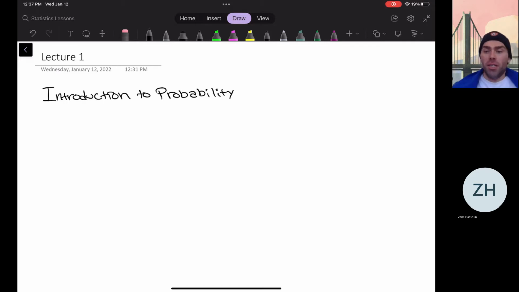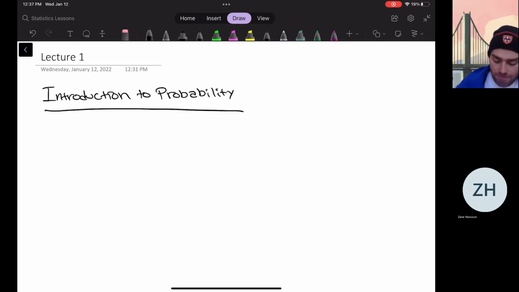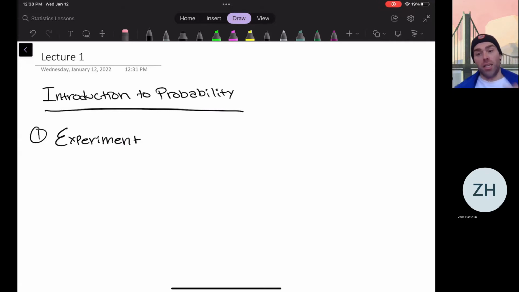There's an experiment and there's a sample space. So we'll talk about an experiment to start. An experiment is the process of observing a phenomenon that has variation in its outcomes. An example of that is tossing a die, like a six-sided die. Rolling it once could be our experiment, and we're looking to see which number it will fall on.